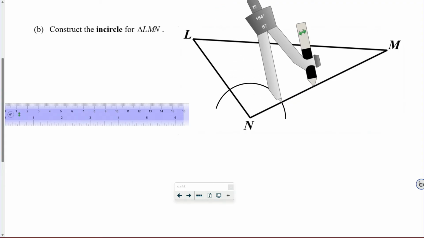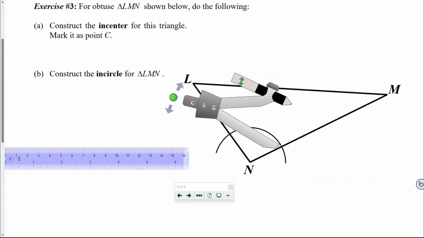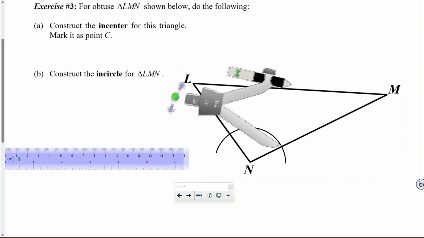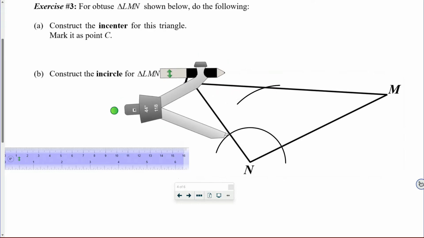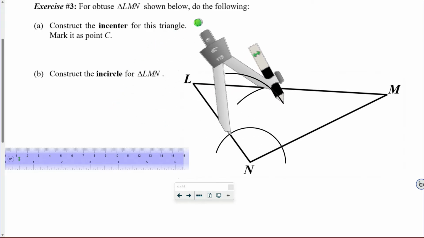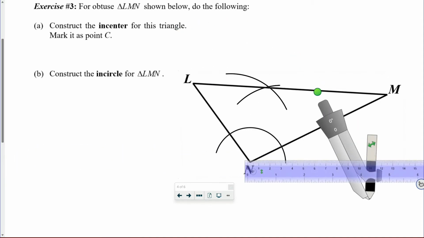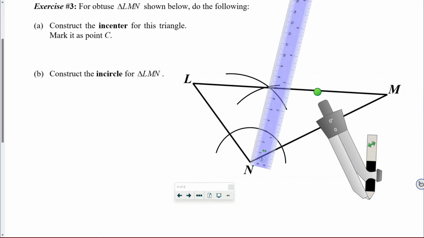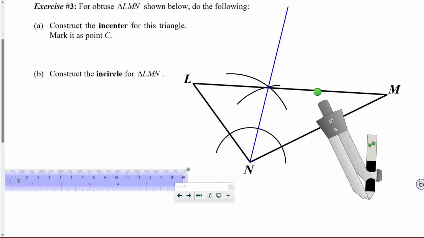Then I want to get that arc, draw two more arcs. Oh, I'm going to go a little bit bigger maybe. That looks good. Leave my radius the same, bring the center to the other intersection point. X marks the spot. Let's bring our straight edge over and draw a line through vertex N and where those two arcs intersect, and that should be the angle bisector of angle N.